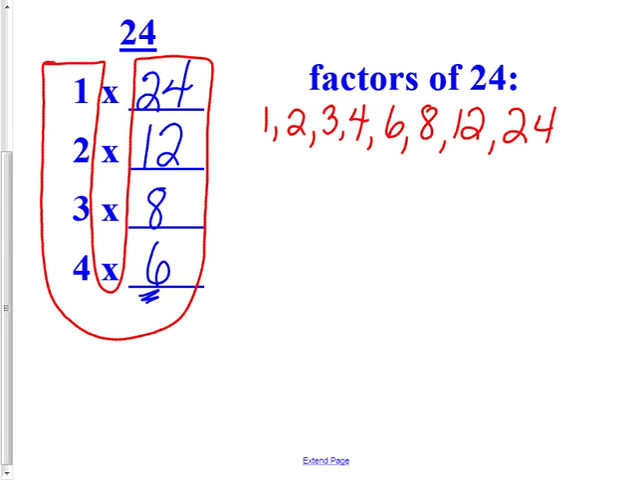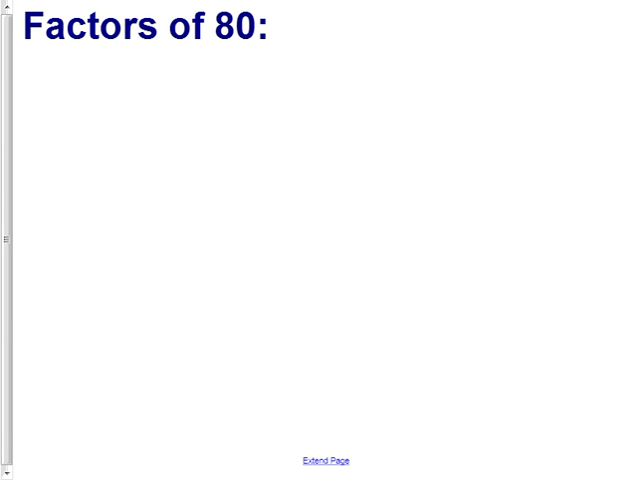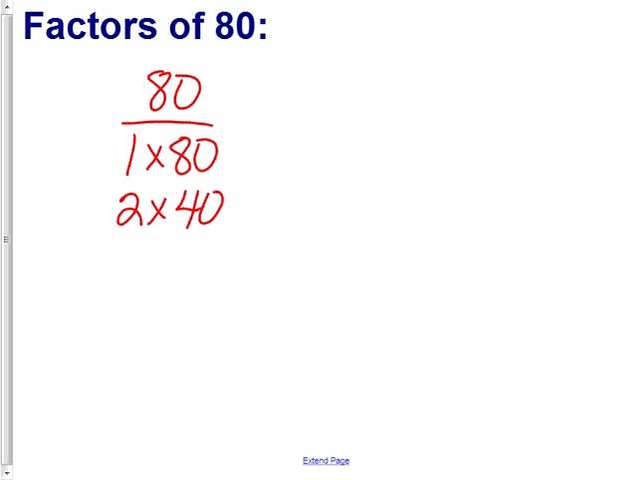Let's look at another example. So try finding factors of 80 on your own. Pause while you do it and then check. So factors of 80, I would think of 1 times 80, then does 2 go into 80? Yes. 2 times 40. And if I wasn't sure how many times it went in, I could always divide 2 into 80 and figure it out that way.